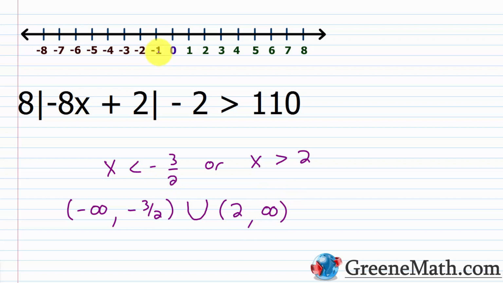Graphically, I don't have a negative 3 halves, but negative 3 halves is negative 1.5, so it's between negative 1 and negative 2. So let's just say it's right there. This is negative 3 halves. It would be anything less than that. So I would put a parenthesis facing left, shade everything to the left, and then anything larger than 2. So put a parenthesis at 2, and we'll shade everything to the right. So again, x can take on any value that is less than negative 3 halves, or it can also take on any value that is larger than 2.